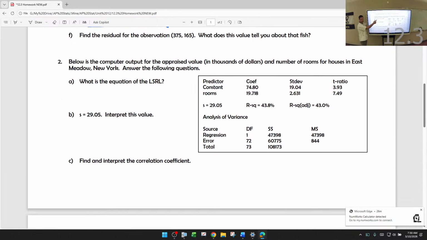So what is the equation of the least squares regression line? Again, you should know that, but you don't have to know it for this chapter test. Constant is the y-intercept, there's the coefficient, and there's the slope, and there's the x variable, rooms. Below is a computer output for the rooms and the houses, and answer the following questions. Here's the standard deviation of the residuals. You don't need to know that for this test. That's chapter 3. Find and interpret the correlation coefficient. Chapter 3.